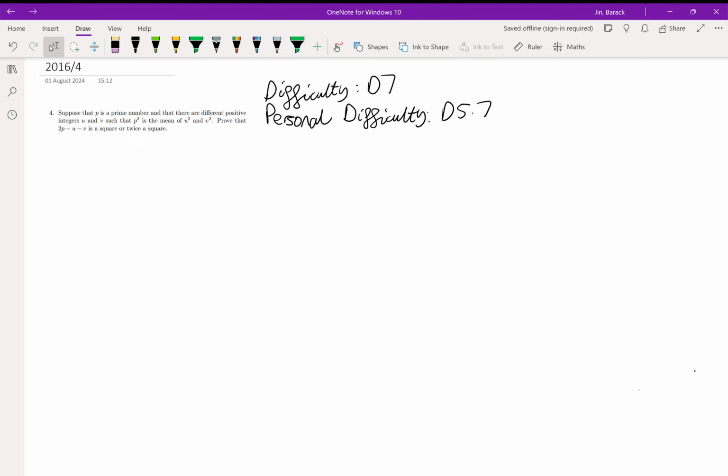Okay, so first of all, without loss of generality, let u be greater than v. Second of all, we're going to think about 2p minus u minus v, and just think, what if we apply some difference of two squares action here? Now, this may seem a bit random and unmotivated, but the reason why will become clear quite soon.